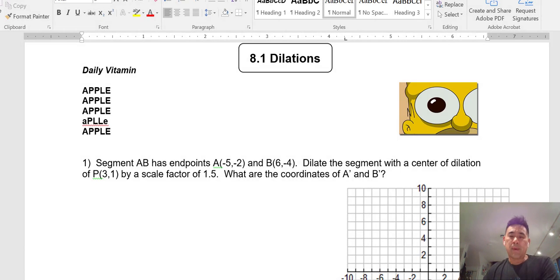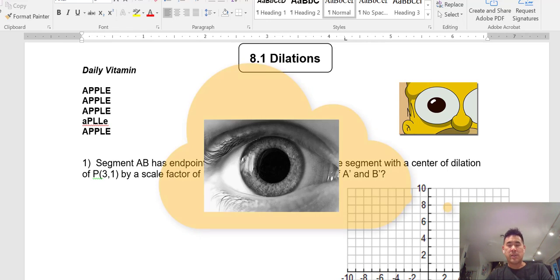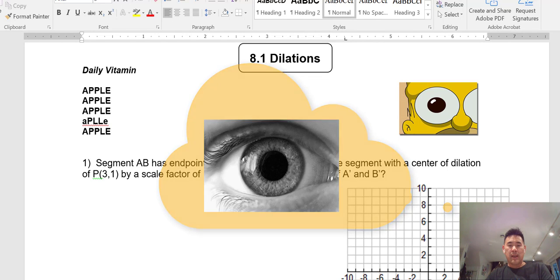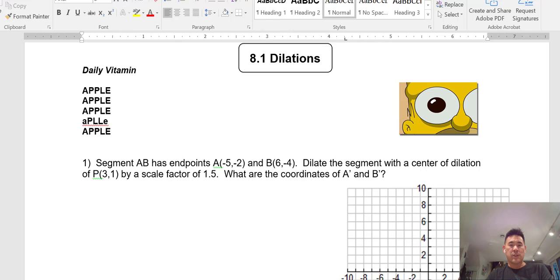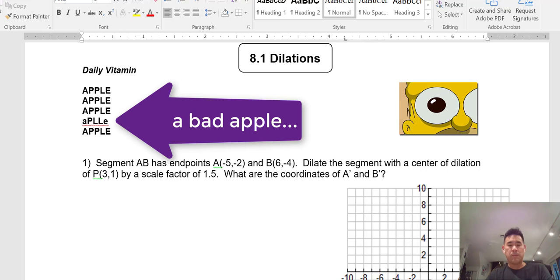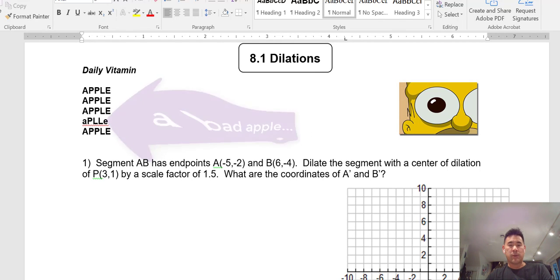So Chapter 8 is all about similarity, and the first section is basically a review section from way back at the beginning of the school year when we were doing types of transformations. We touched briefly on something called dilations, and this first section is just a review of that with a little bit of an extension into what we're going to do in Chapter 8 with similarity.